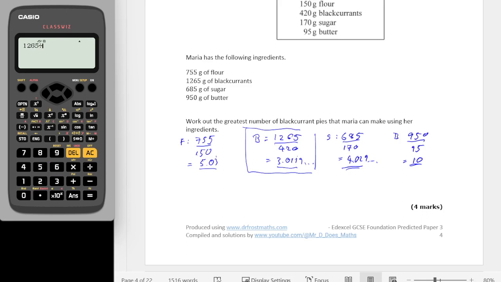1265 divided by 420. Realistically, I think 3 would be absolutely fine to use at this point. I just like to get the exact value. So that times by 6, and that gives me 18. So even if I'd have done 6 times 3, I would have still got 18. So I'm going to say 3.0119 dot dot dot times by 6 is equal to 18.07 dot dot dot. So she can make 18.